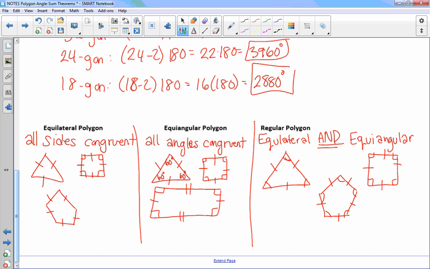Okay, so if you get a regular polygon, that word regular should flag to you that it has to be equilateral and equiangular. Okay? The word regular tells you equilateral and equiangular. Go ahead and flip it over. This is going to need a crayon. Pick a crayon color.